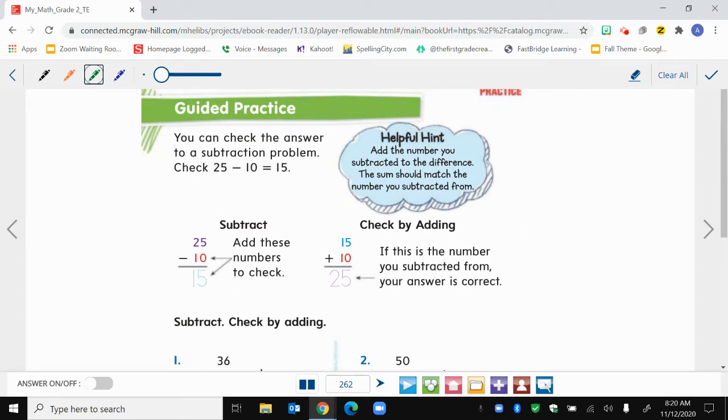Okay, so it says you can check the answer to a subtraction problem. Check 25 minus 10 equals 15. Helpful hint: add the number you subtracted to the difference. The sum should match the number you subtracted from. So over here, they did 25 minus 10 to get 15, right? So now to check, you need to add the two smaller numbers. So they did 15 plus 10 to get 25. And then remember, these two numbers should be the same. If they are the same, then you're good. If they're not the same, then we made a mistake.